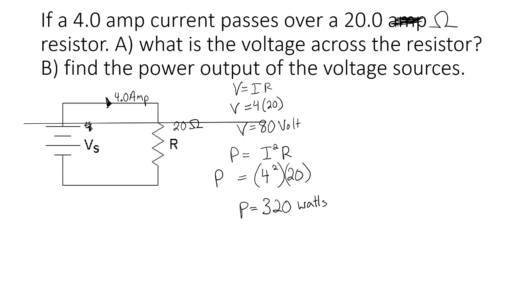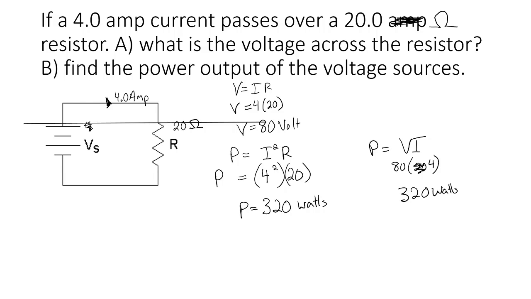Let's just say we did that the other way. We said P equals V times I. We calculated 80 volts, and we had 4 amps. So we had 320 watts.